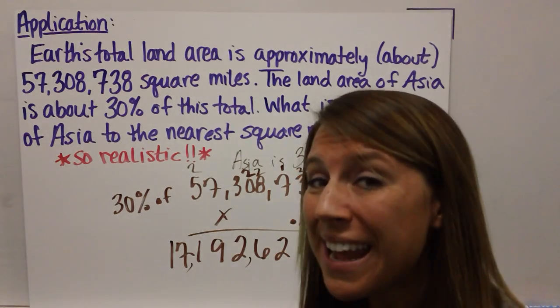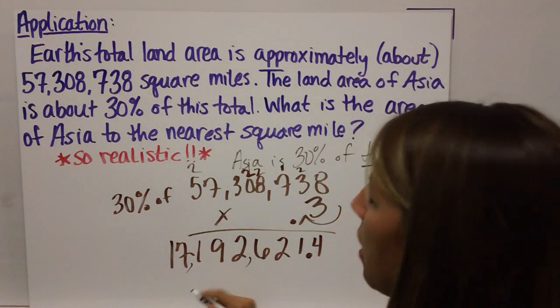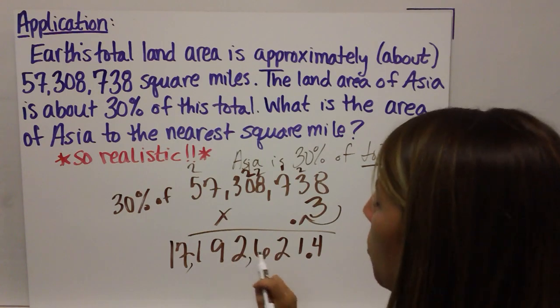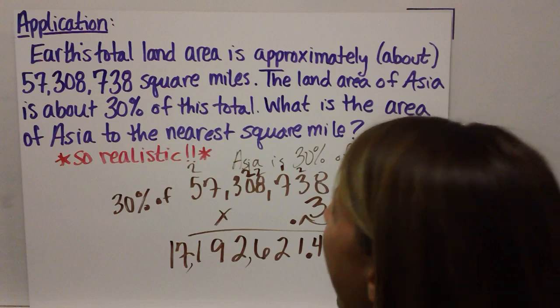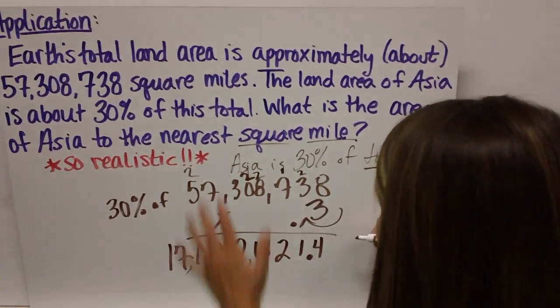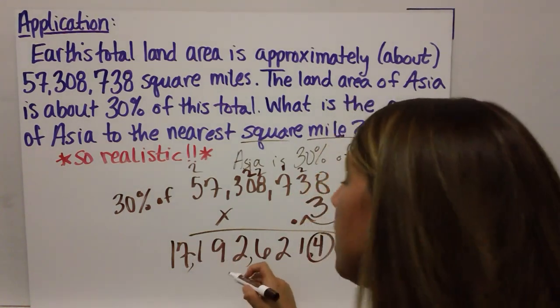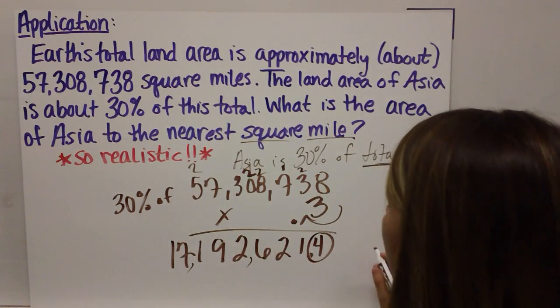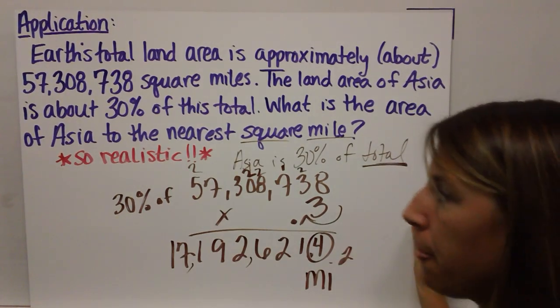And so then you can answer that Asia is approximately 17,192,621 and 4/10. It asks you to the nearest square mile though, so we don't need this 4/10. We can say it's 17,192,621 square miles. And there you have it.